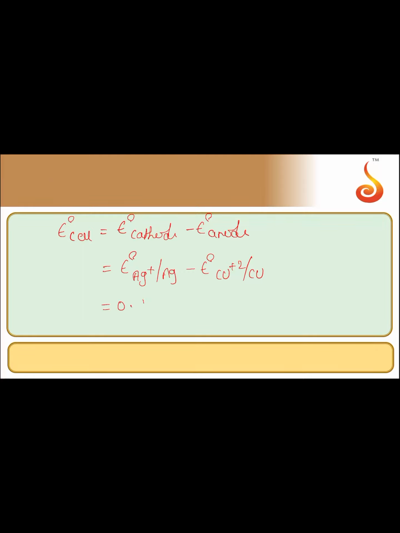Silver value is 0.8, copper is 0.34, so 0.46 volts is the standard electrode potential of this cell.